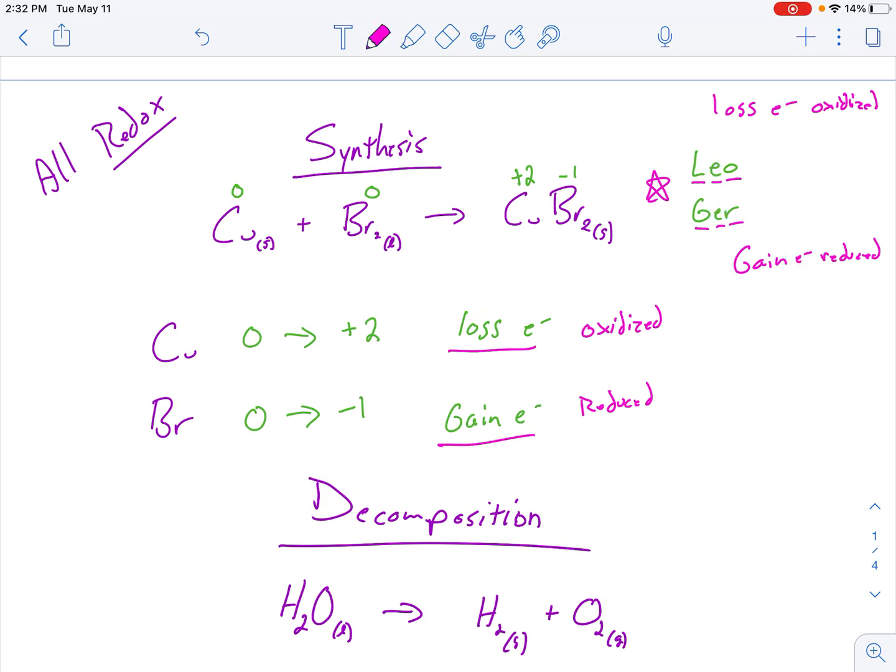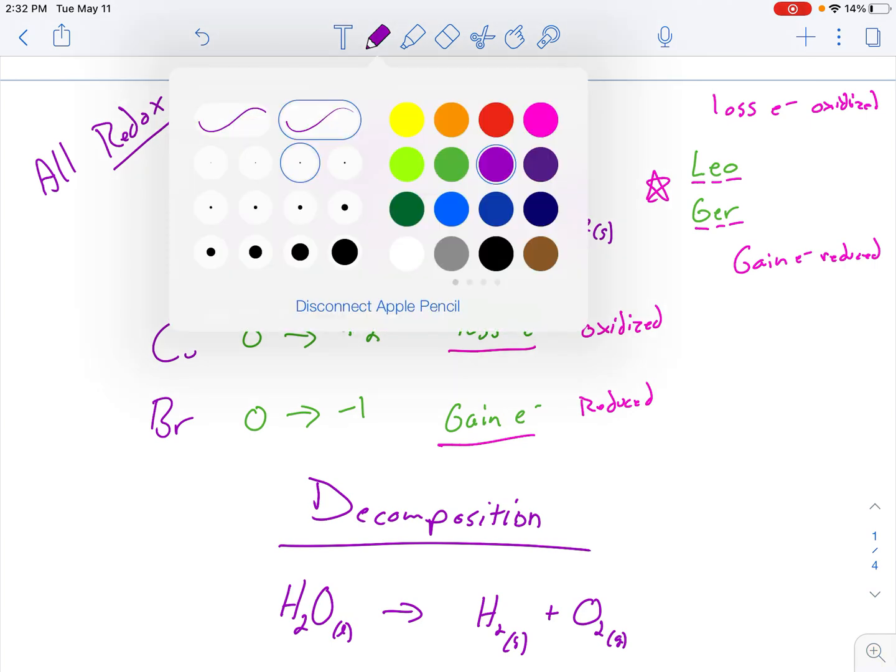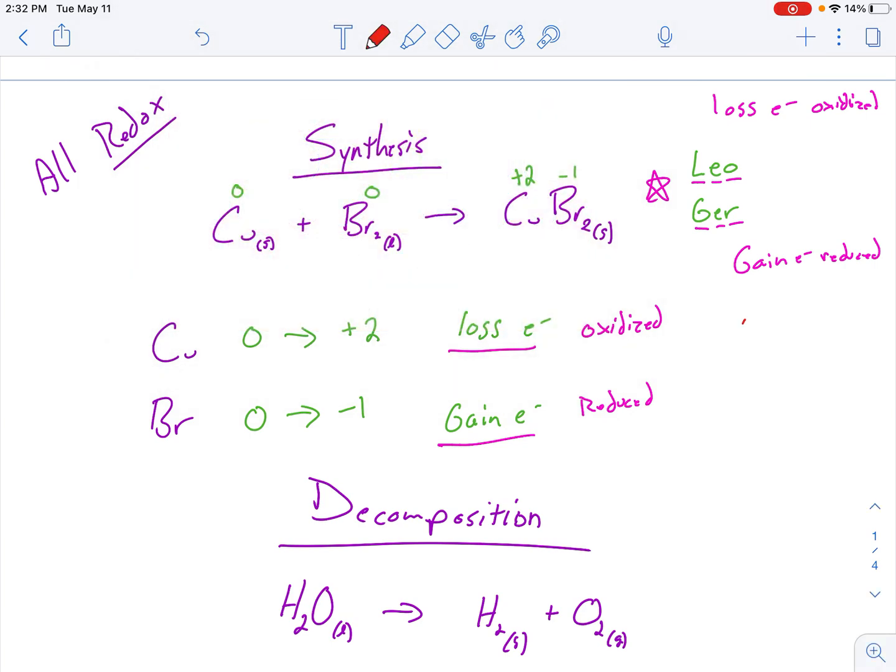Another one that's popular is OIL RIG. I'll use a different color, maybe red. OIL RIG is oxidation is loss and reduction is gain. That's fine, that works, but it doesn't mention the electron in there, which is why I like LEO GER better.